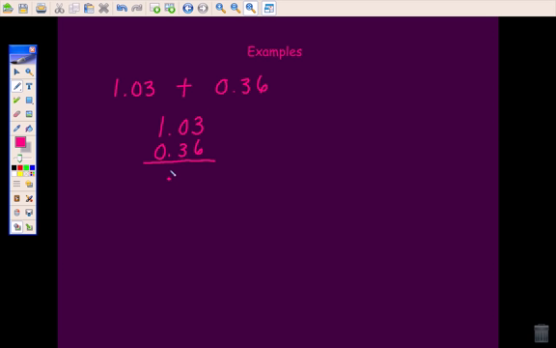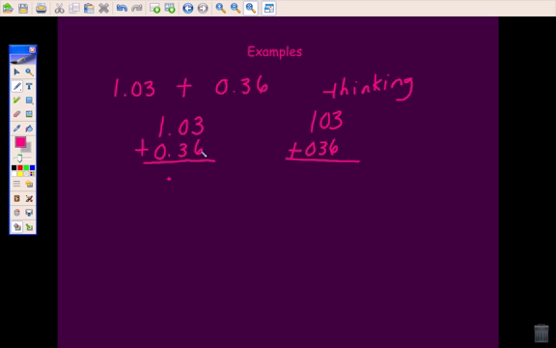So we're not going to even worry about this decimal anymore. So it's kind of like I'm going to think about adding 103 plus 36. This is what I'm going to be thinking, because I'm going to ignore that the decimal even occurs, okay? For right now anyways. So we're adding these. So go ahead and try to add these. Push pause, and then you can check it.